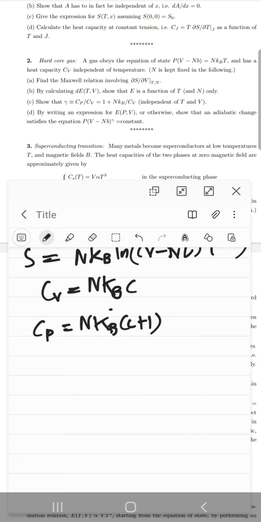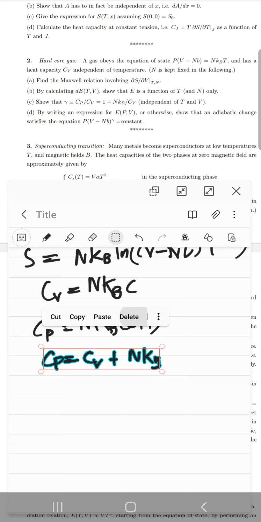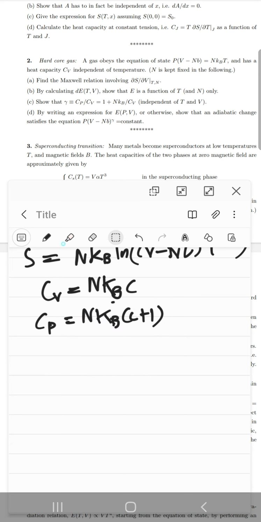So C is just some constant. We don't care. And so what you have is that Cp is just equal to Cv plus nkB essentially. And so obviously Cp upon Cv is just 1 plus nkB upon Cv. And so yeah, this is easy. And so you're seeing this is a function which is independent of temperature and volume, obviously.